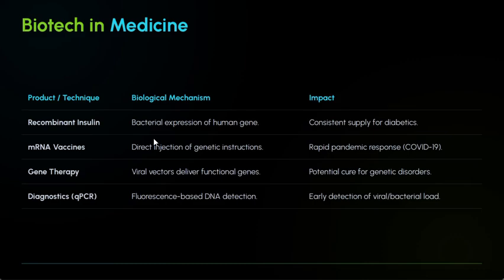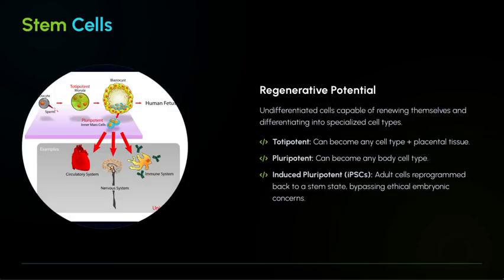And then we have gene therapy, which is a viral vector that delivers functional genes. And this is a potential cure for genetic disorders. And then we have diagnostics, which are qPCRs, which are fluorescence-based DNA detection. And this goes on with biosensing that has to do with DNA technology. And this is early detection of viral and bacterial loads. Super interesting, as you can see, really life-changing stuff.